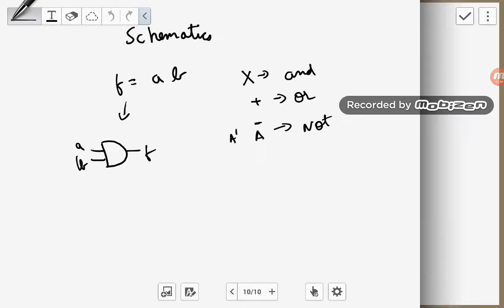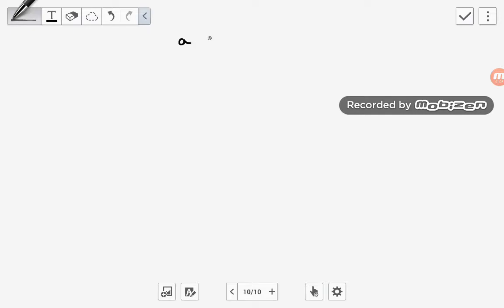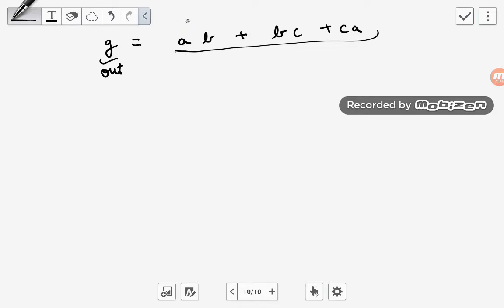But let's make things a little more difficult. We want something like this. G is my output, and this whole expression I have to draw. What's happening here is we pick up the first element AB, then we have BC, and then we have CA. So we check how many variables there are: here's A, here's B, here's C. There are three. So when you draw, you write down A first, B, then C.